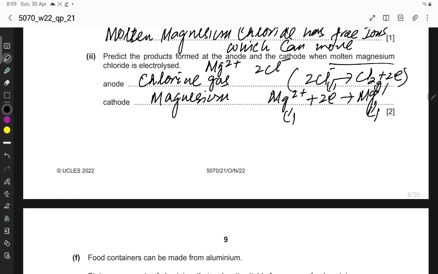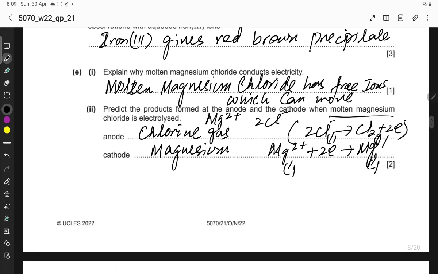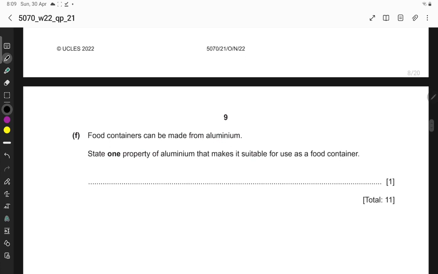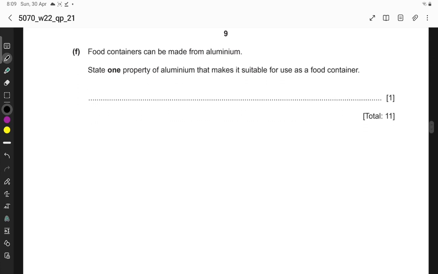Chlorine is a gas. No need to write down the chemical equation because he asked only about the products, so just write down the products. Food containers can be made from aluminium. State one property that makes it suitable for use. Does not corrode in water.